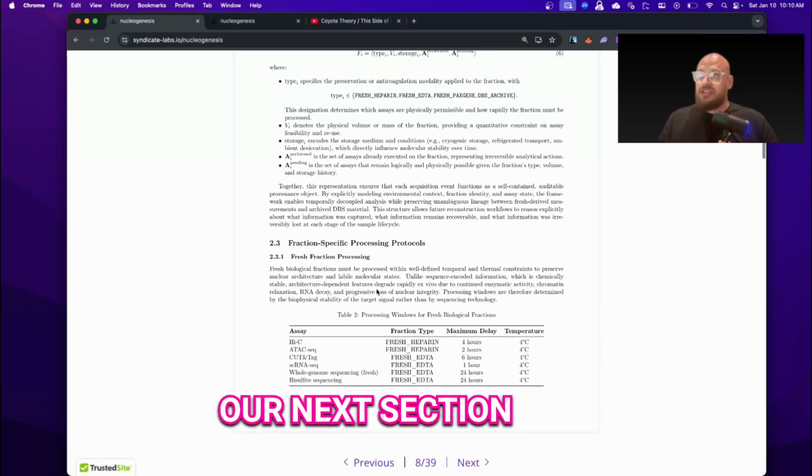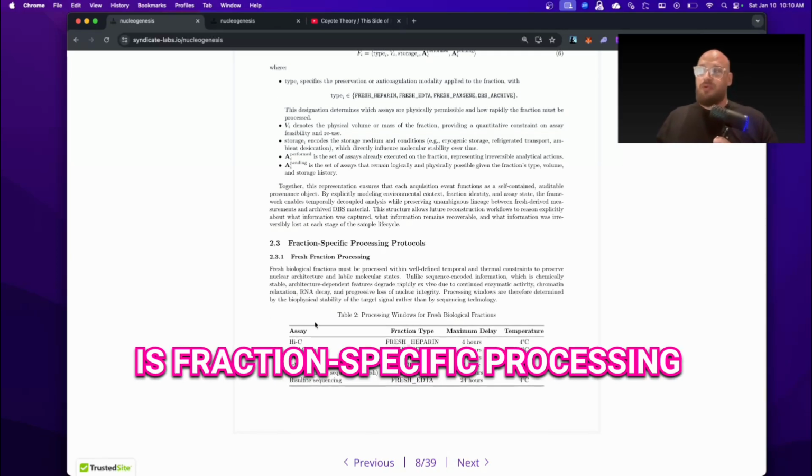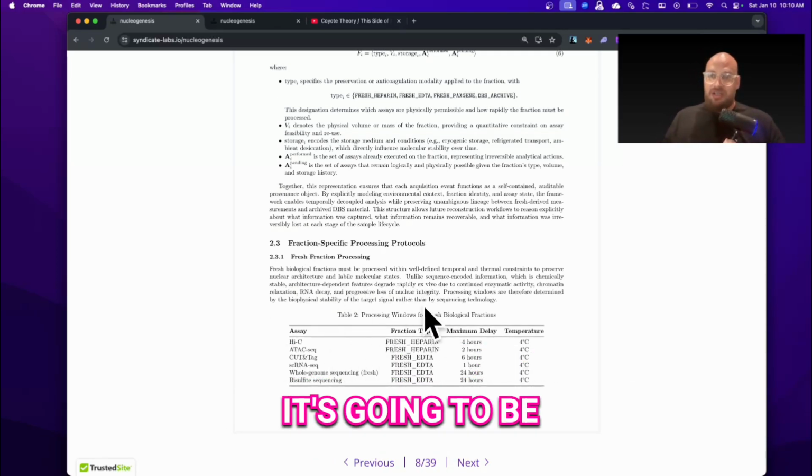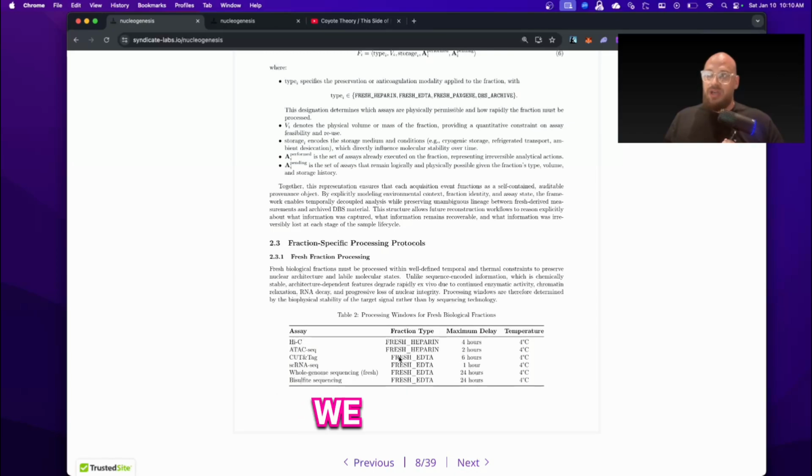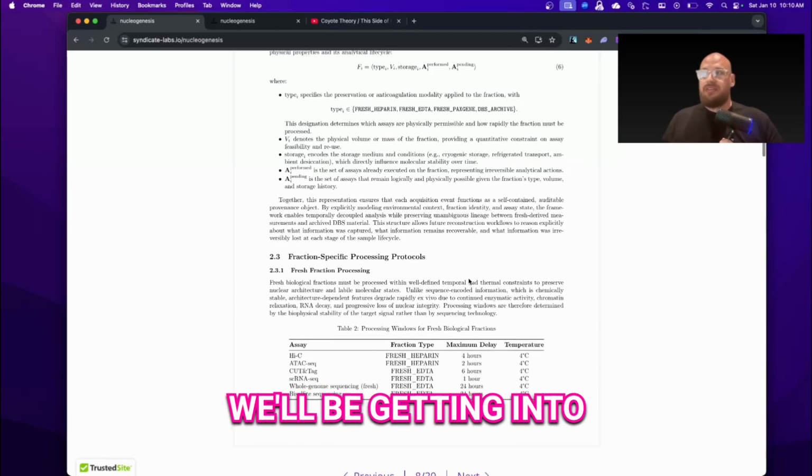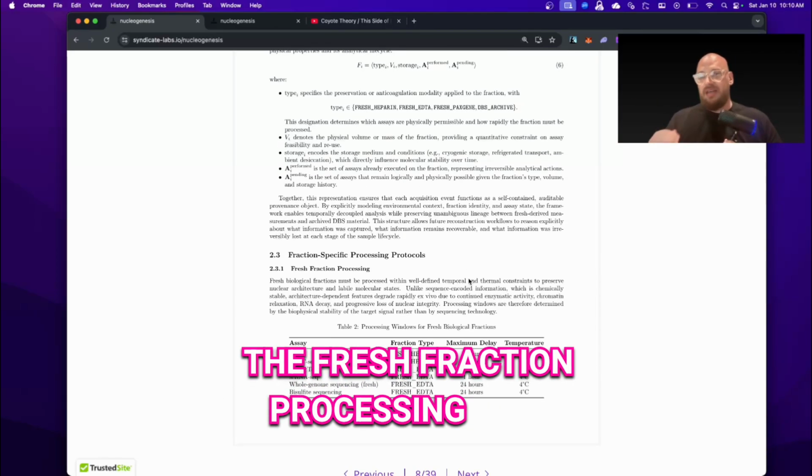And our next section here is fraction-specific processing protocols, which you see here. It's going to be pretty cool. It's got all the assays here. We got our specimen types. We got our maximum delay in temperature. We got a maximum delay in hours, and we got our temperature. So we'll be getting into the fresh fraction processing next.